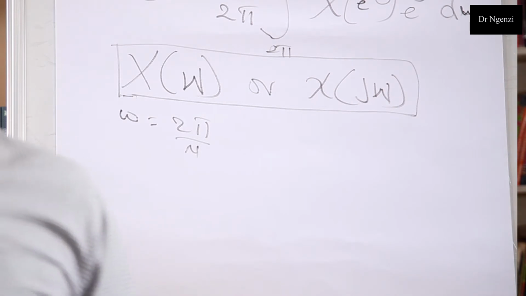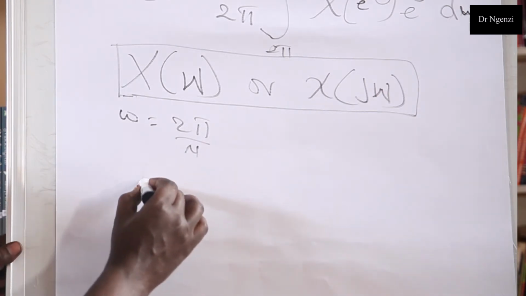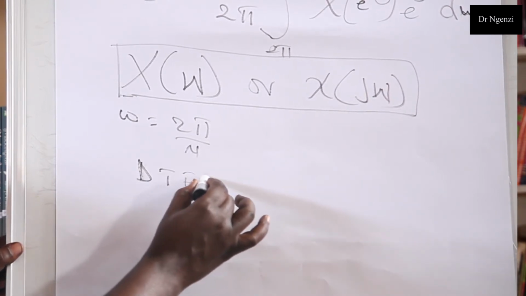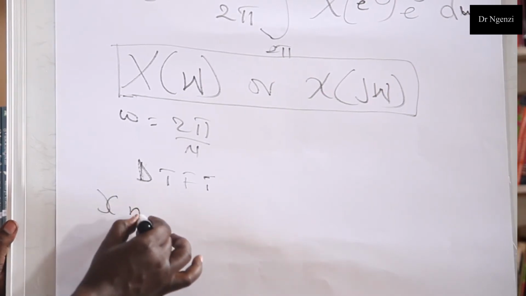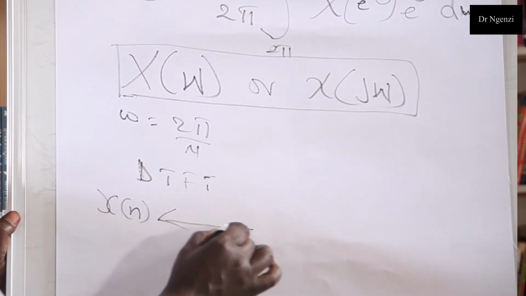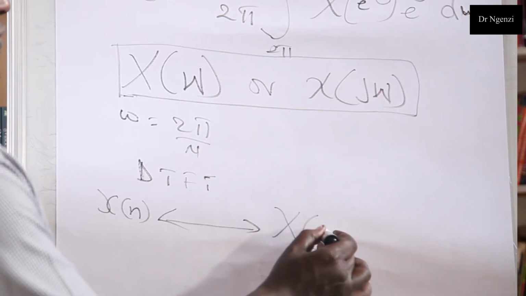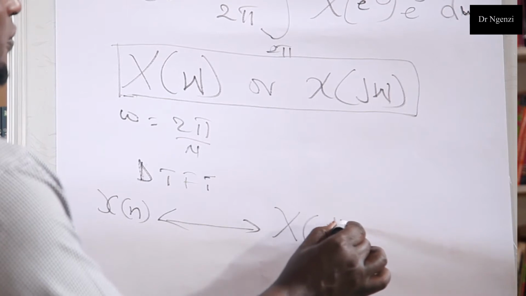But you can also have big X, small x of n, that is, you want to use the discrete time Fourier transform, DFT. You can just easily get the big X of k of n. So in this value, this is very easy.